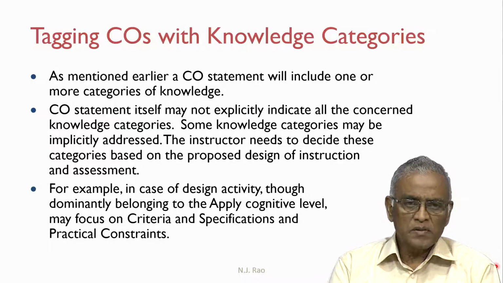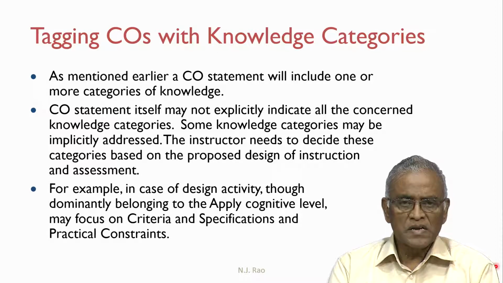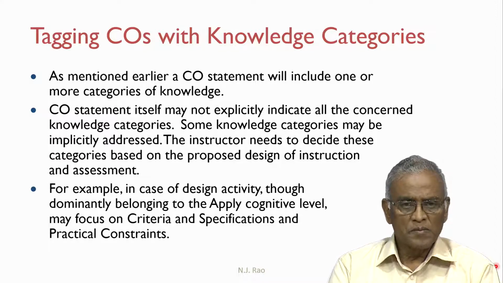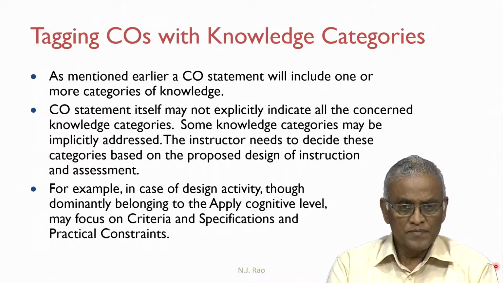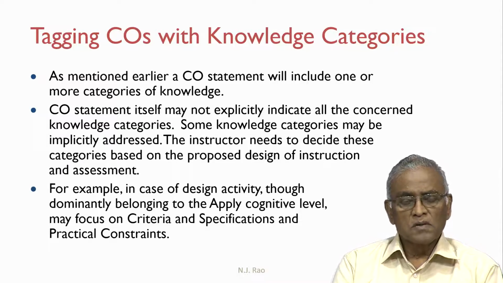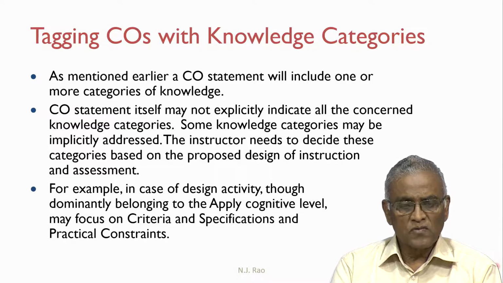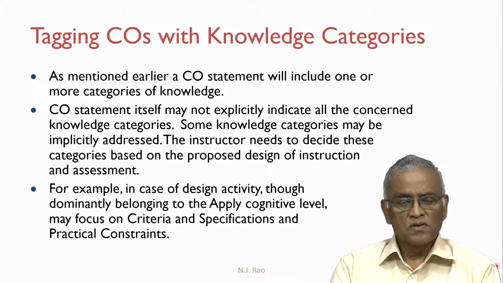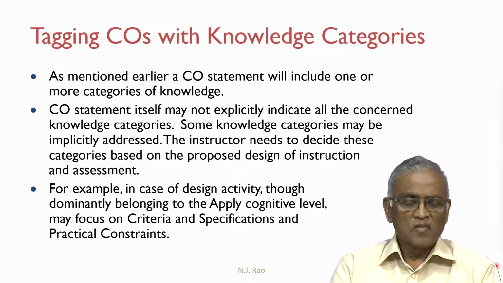Now what happens, the statement may or may not explicitly indicate all the concerned knowledge categories. Some knowledge categories may be implicitly addressed. The instructor needs to decide these categories based on the proposed design of instruction and assessment. For example, let us say one of the COs is to design a filter. In analog electronics, you want to write: design an analog filter.